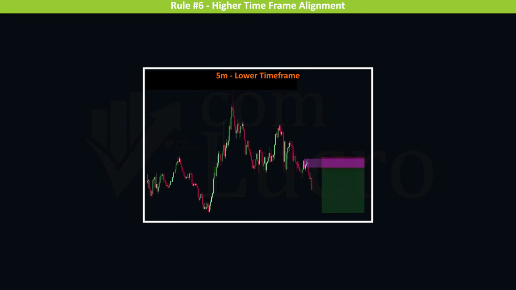Begin your analysis on a lower time frame, such as the M5 chart. At first glance, price may appear to offer a clean sell setup with clear lower highs and lower lows. However, do not rush into the trade.